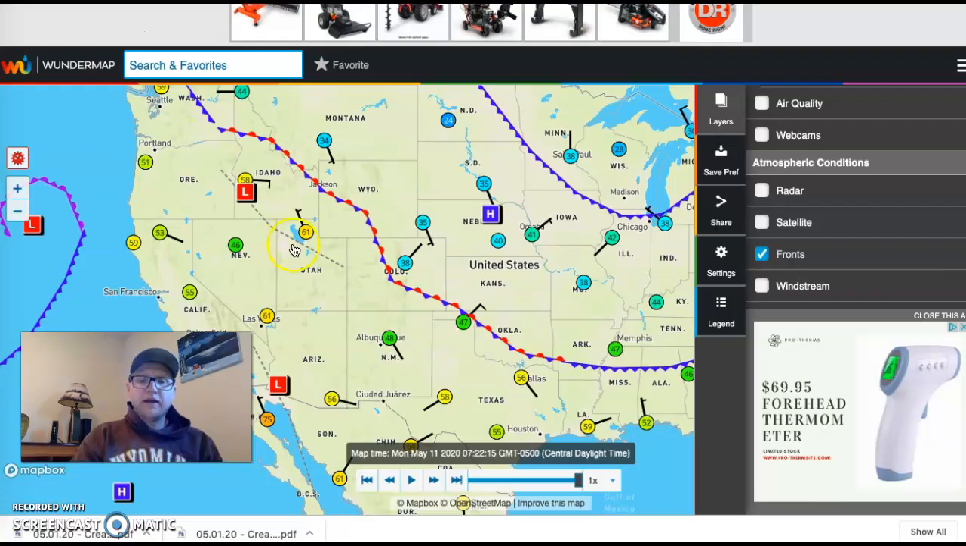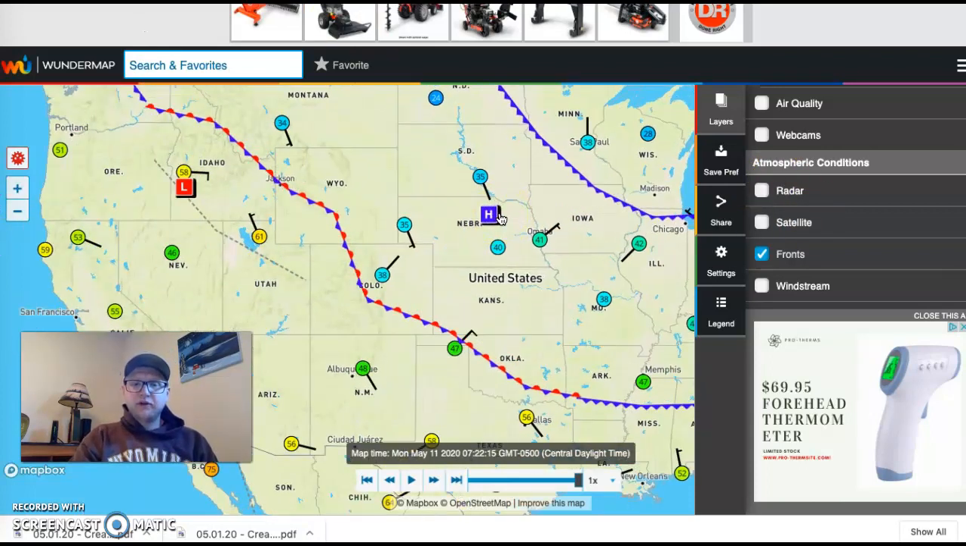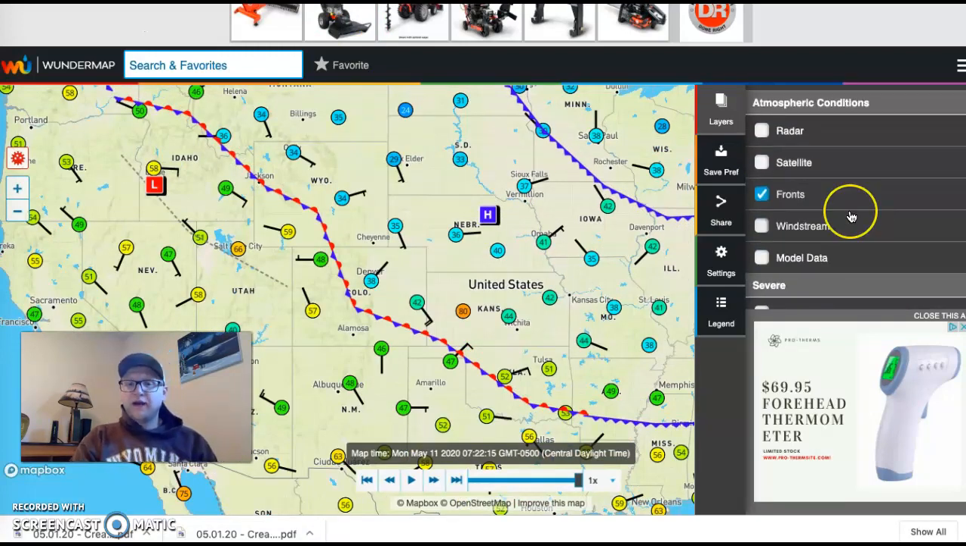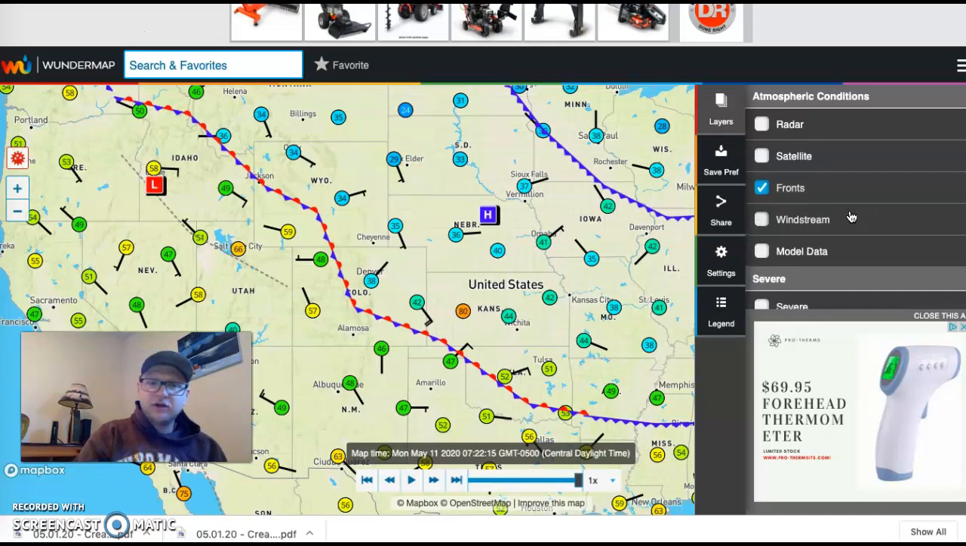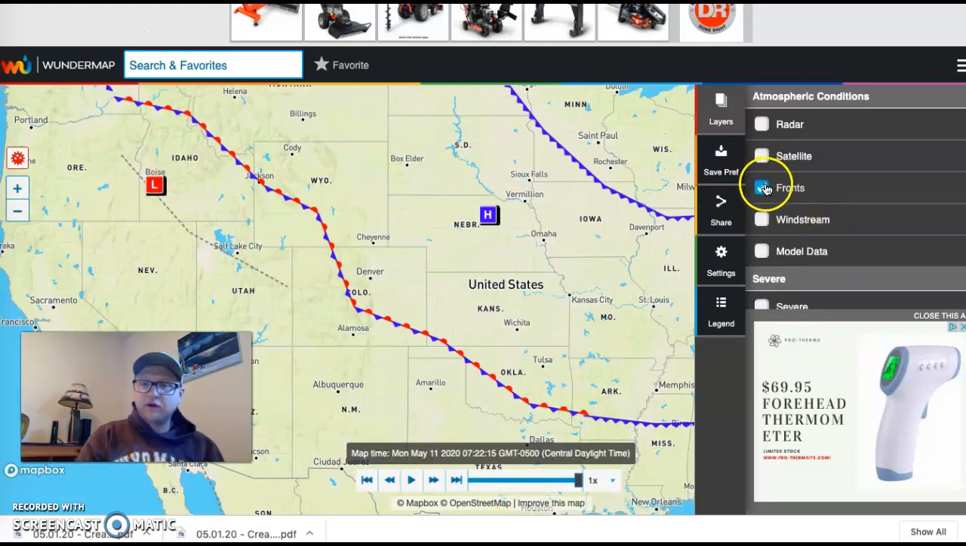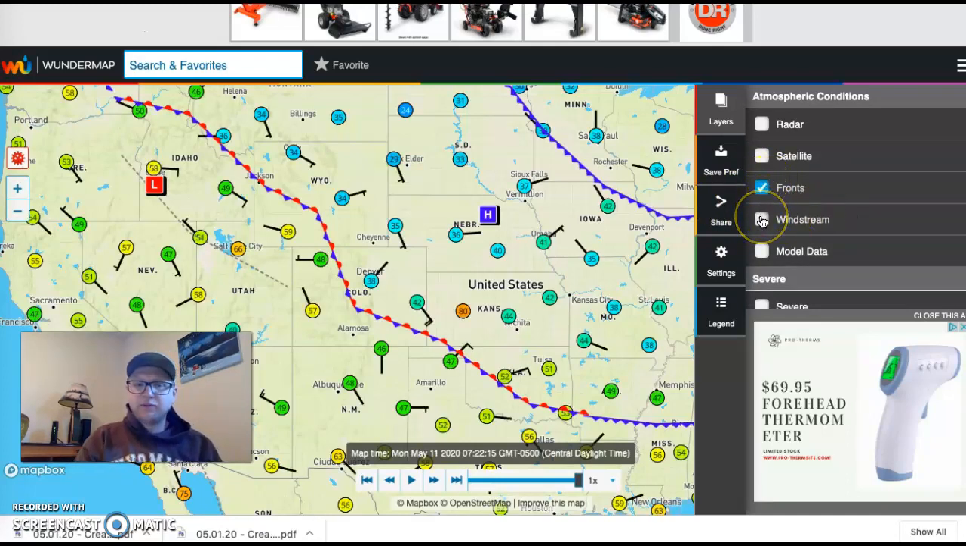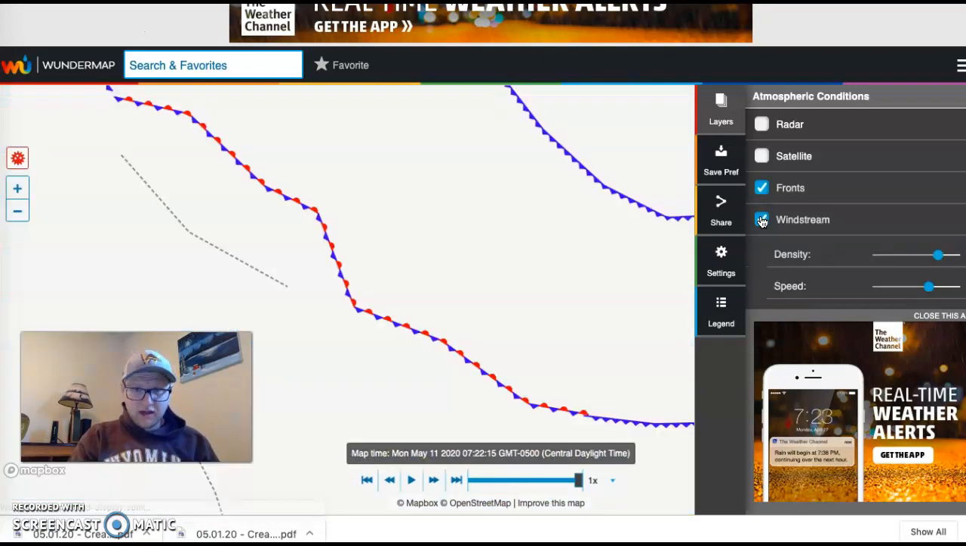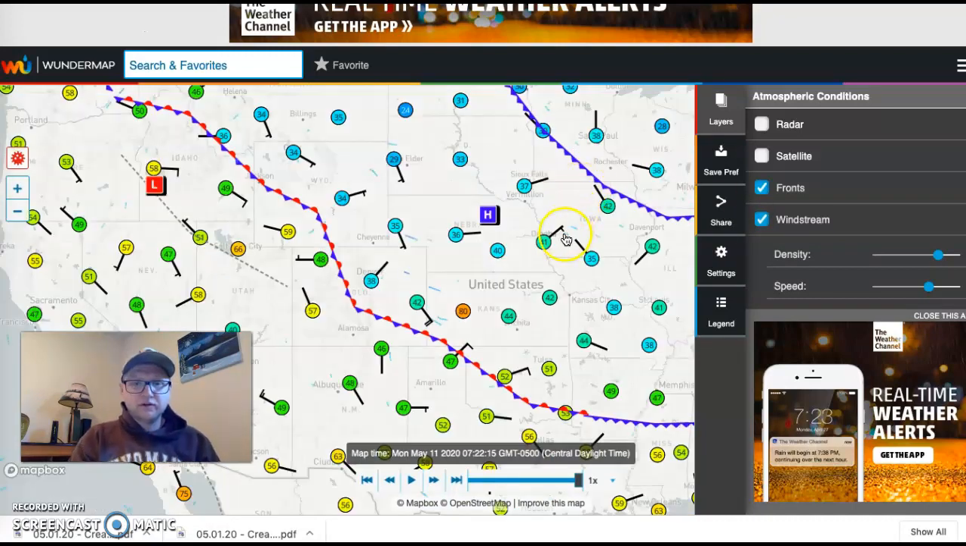Okay, so here I'm looking at a weather map of today. This is weatherunderground.com. It's a pretty cool website that has these really cool weather maps. So you can actually look at the highs and the lows if you click fronts over here. And then I like to put wind stream because it really shows how the wind moves around these high and low pressure systems. So let's take a look at it. If it ever loads here.